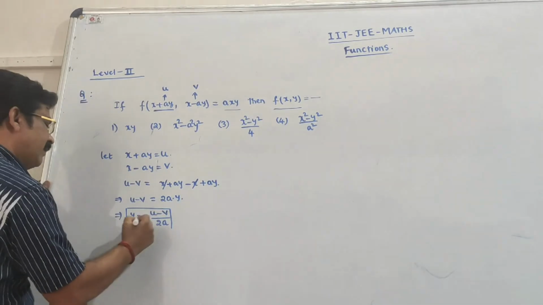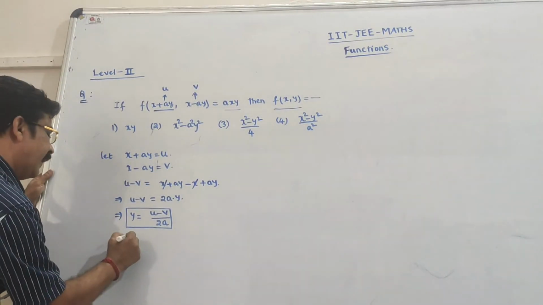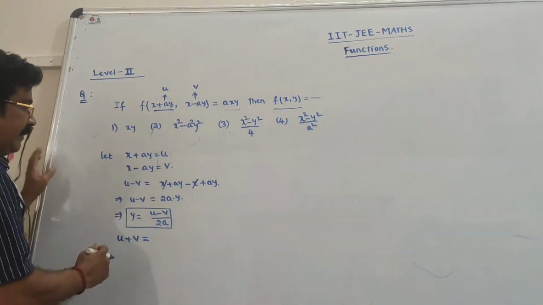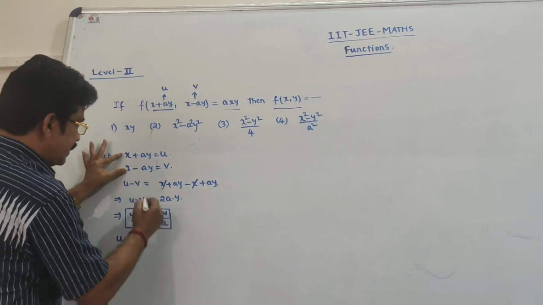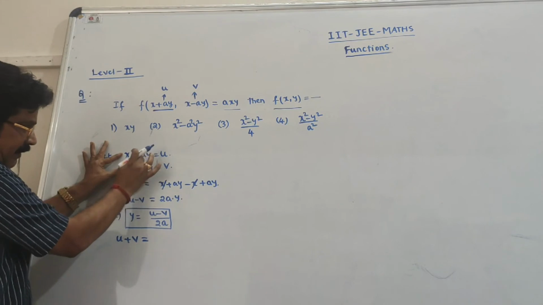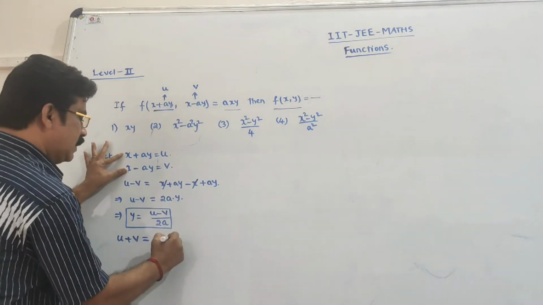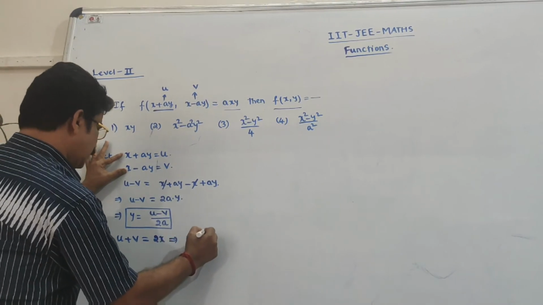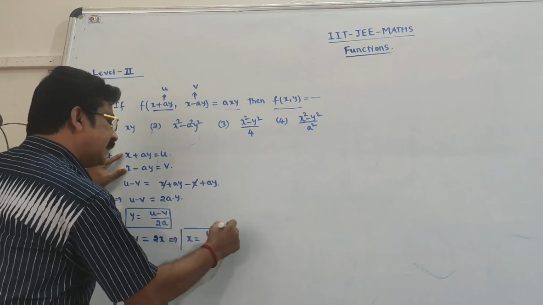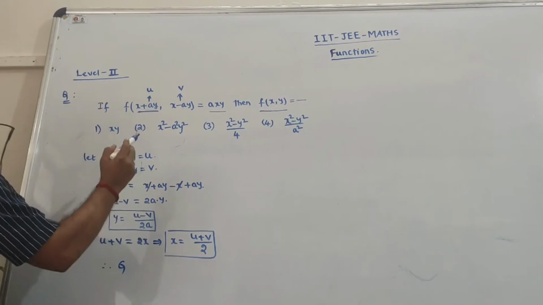This is the y value. Okay, next let us consider u plus v for the x value. So add the two equations. By adding the two equations, ay will be cancelled, and then it remains only 2x. So that implies x equal to (u plus v) divided by 2. This is x.